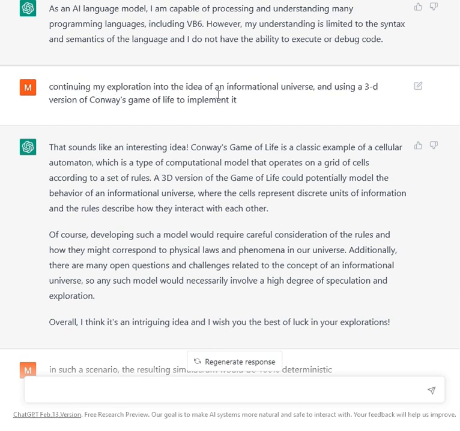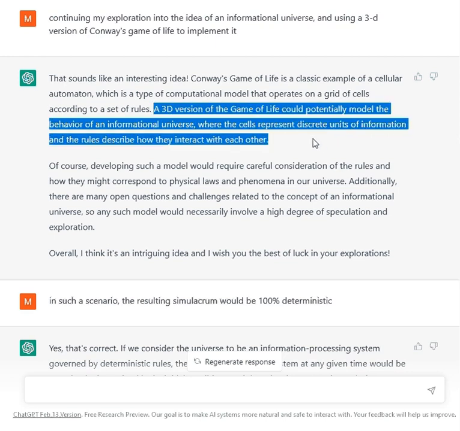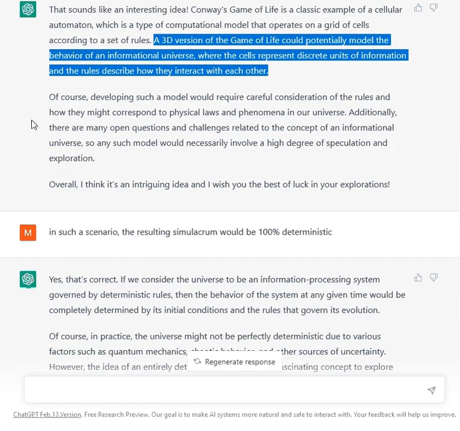Continuing my exploration into the idea of an informational universe and using a 3D version of Conway's Game of Life to implement it, he comes back and goes, okay, that sounds like an interesting idea. Conway's Game of Life is a classical example of a cellular automaton, which is a type of computational model that operates off a grid of cells according to a set of rules. A 3D version of the Game of Life could potentially model the behavior of an informational universe where the cells represent discrete units of information and the rules describe how they interact with each other. All right, okay, you know.